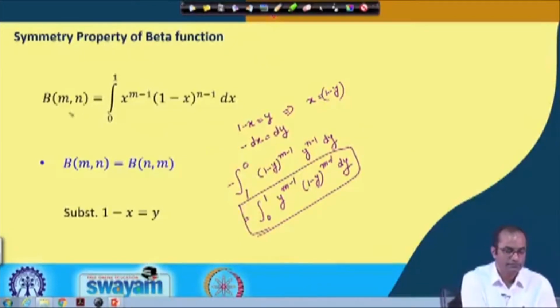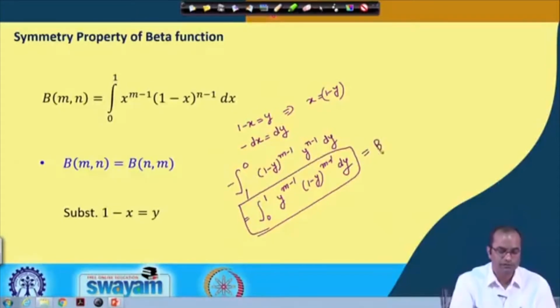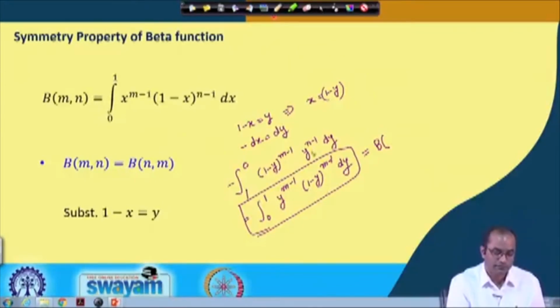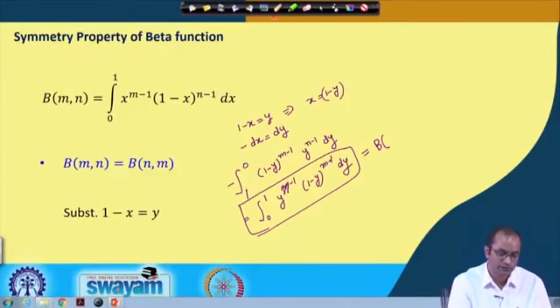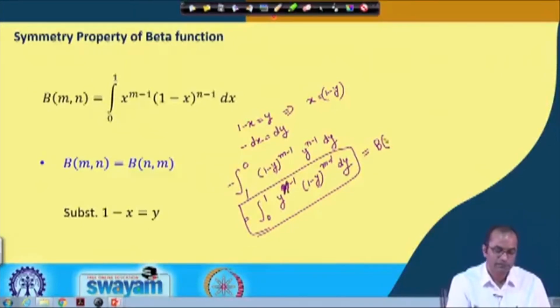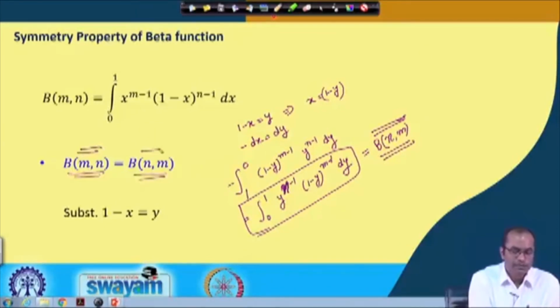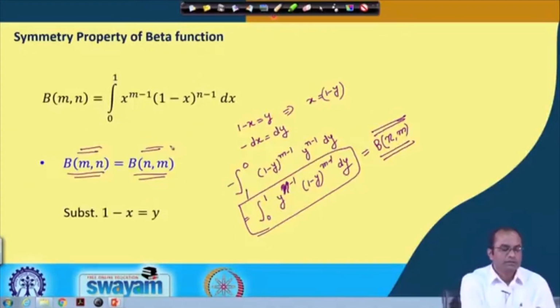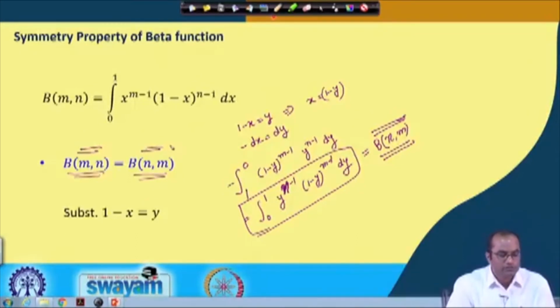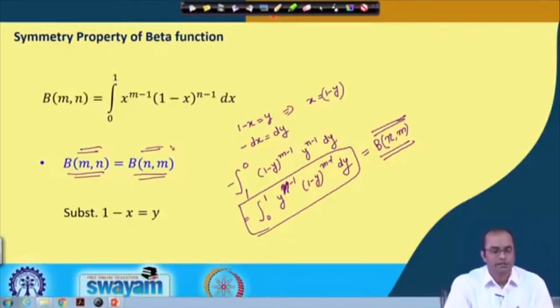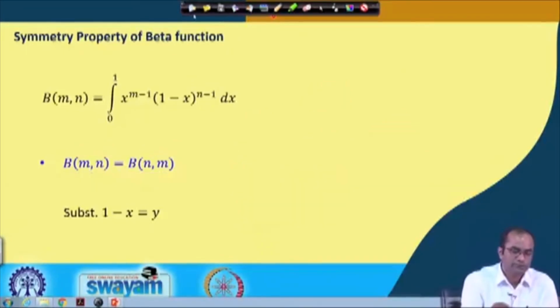This is again the beta function, and as per our notation this will be denoted by beta. Here y^(n-1), so this is n, and (1-y)^(m-1), so this is m. As per our notation this is B(n,m). So, this B(n,m) is equal to B(m,n). So, we have the symmetry property here. It does not matter whether we compute this beta with m, n or with n, m. That we will keep in mind in future discussion.